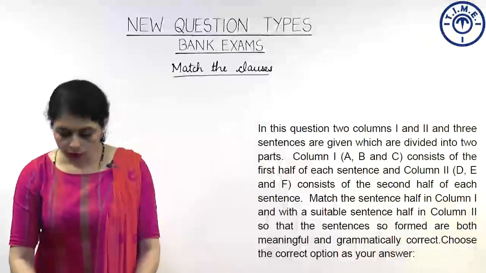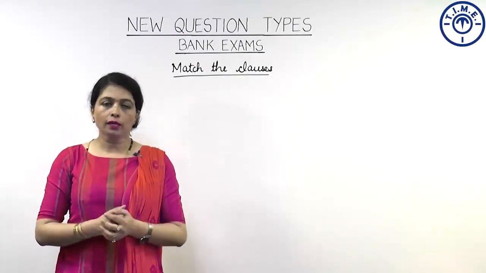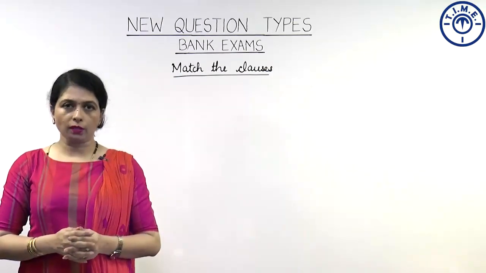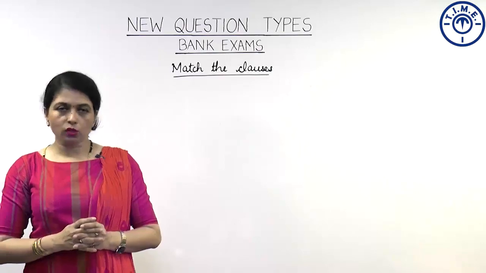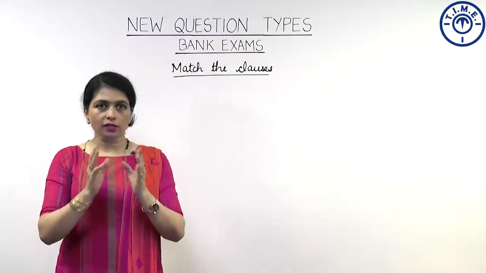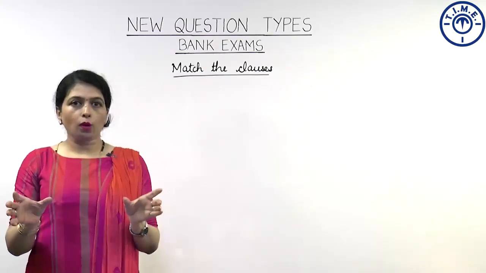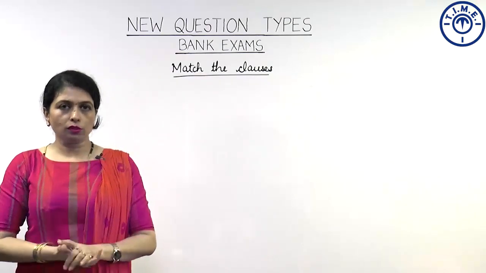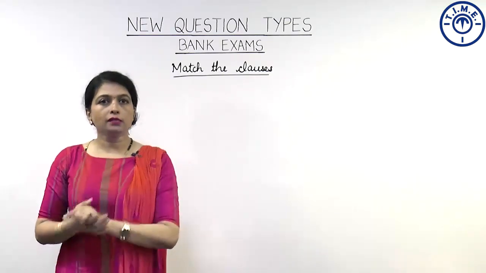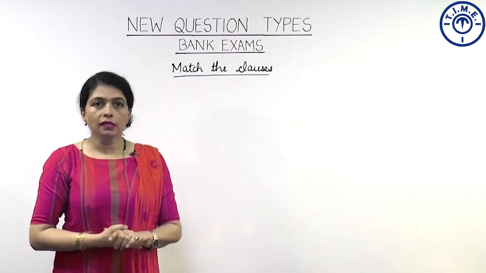While the directions are very clear and coherent, let me still simplify them for you so that you understand them absolutely properly. So, what is the demand of this question type? There are essentially 3 sentences which have been split into parts, and they are put together in 2 columns, column 1 and column 2. In the first column, the sentence parts are labeled A, B and C, and the second column has the remaining sentence halves which are labeled D, E and F.